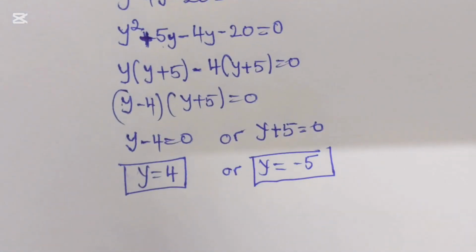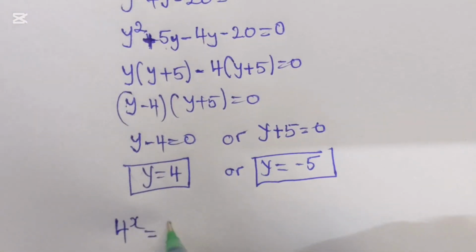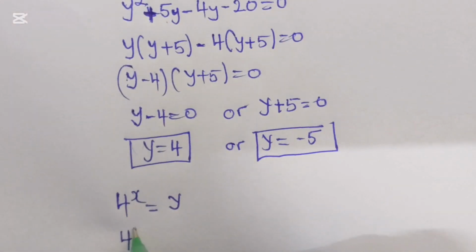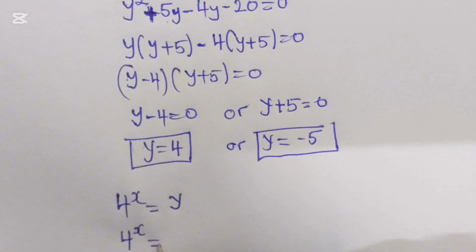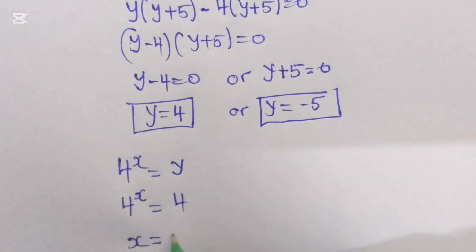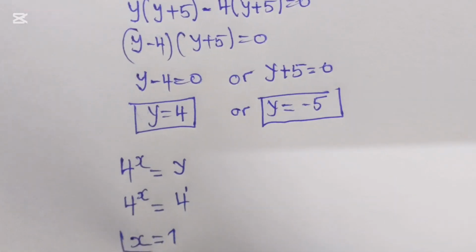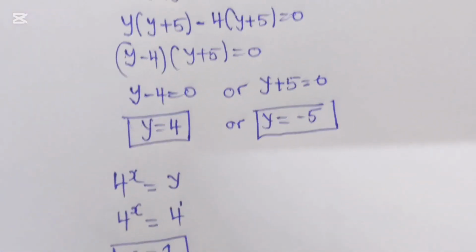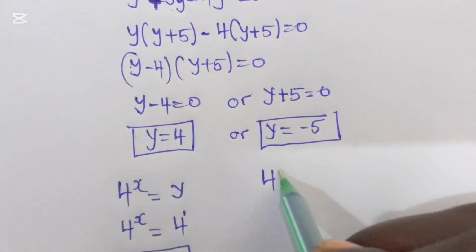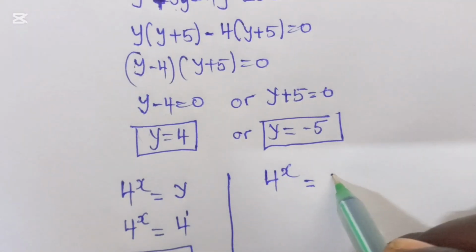Then we know that 4 to the power of x equals y. Then 4 to the power of x here will be equal to 4, meaning that x equals 1 because you have the same base. That is the first one. The second one is this: we have 4 to the power of x equal to negative 5.